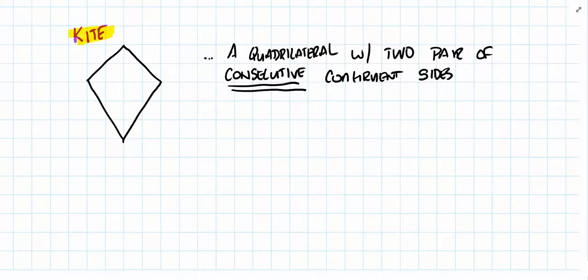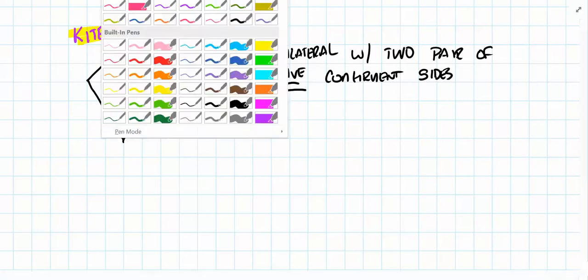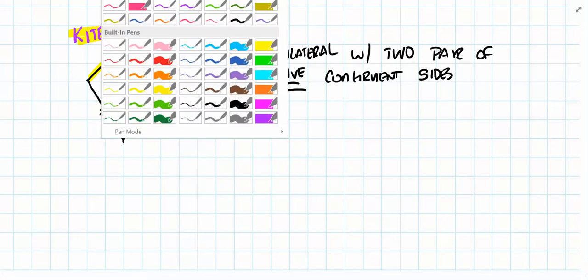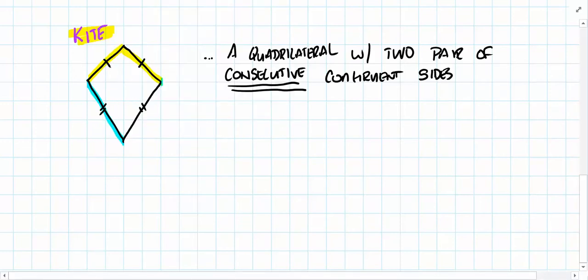All right, here's a kite. Here's the definition for a kite. A kite is a quadrilateral, meaning it has how many sides, you guys? Four sides with two pairs of consecutive congruent sides. Here's what I mean by that. This right here is a pair of consecutive congruent sides. That's one pair. The other pair is here. They are consecutive and they are congruent, meaning that they are next to each other and they're congruent. If you have two pairs of consecutive congruent sides, we call that a kite.